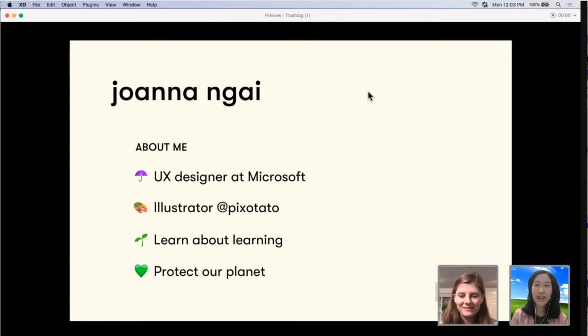And outside of work, I also really enjoy illustration, and I'll be sharing more of my work in illustration later on. If you'd like, you can check out my work at Pixotato. That's my Instagram handle, but I also post quite a bit on Dribbble and also on Behance. It's awesome. Highly recommend everyone check it out.